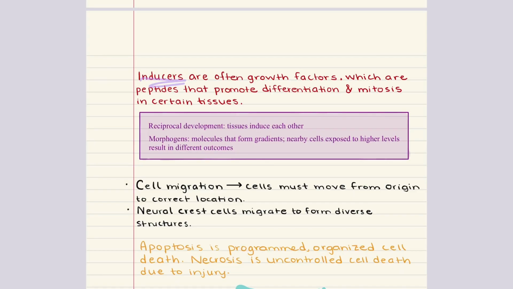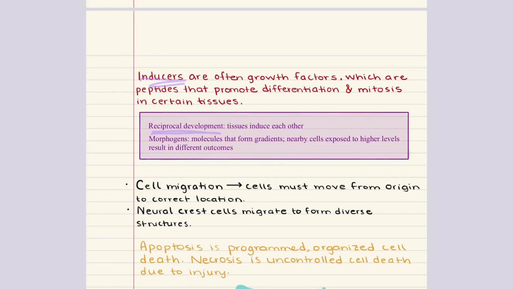These molecules trigger specific changes, and they usually promote differentiation and cell division in targeted tissues. Now, a common theme in development is reciprocal induction, where two tissues take turns influencing each other's fate. So, for example, one layer might signal the one next to it to start forming a specific structure, and that second layer then sends a signal back to refine the original. Now, this is so cool to think about because it's so similar to how humans get things done in, like, a group project or a research lab.